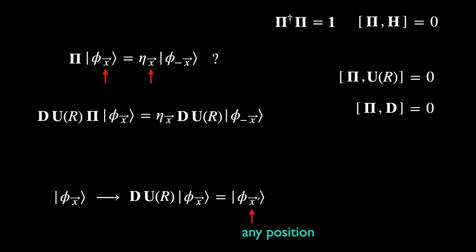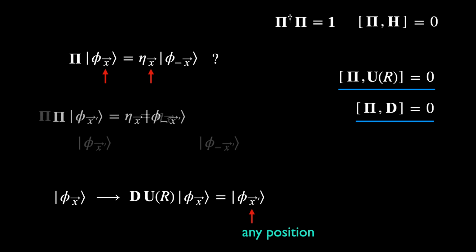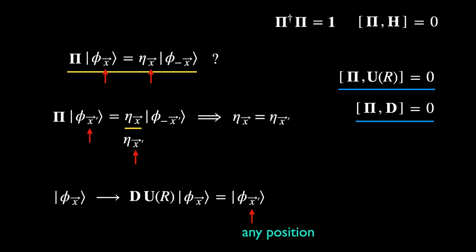On the right-hand side, the position state minus x is transformed into minus x prime. On the left-hand side, we can use the fact that pi commutes with both scale and rotation. Thus we see that eta x is equal to eta x prime, according to the definition of eta above. Remember that x prime could be any position. Therefore this means eta is independent of position.